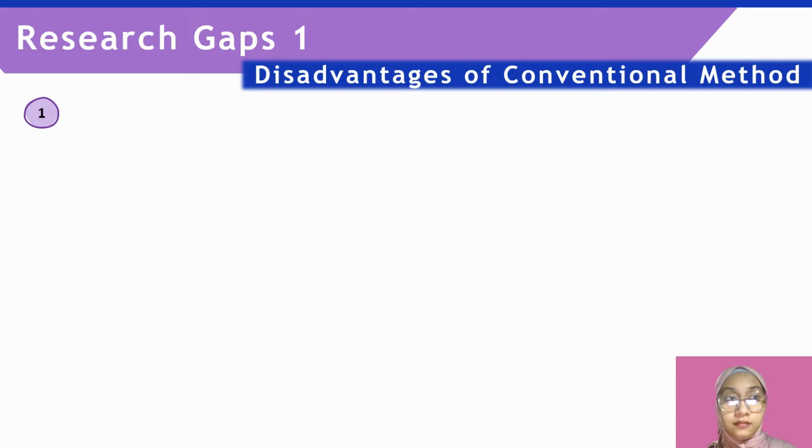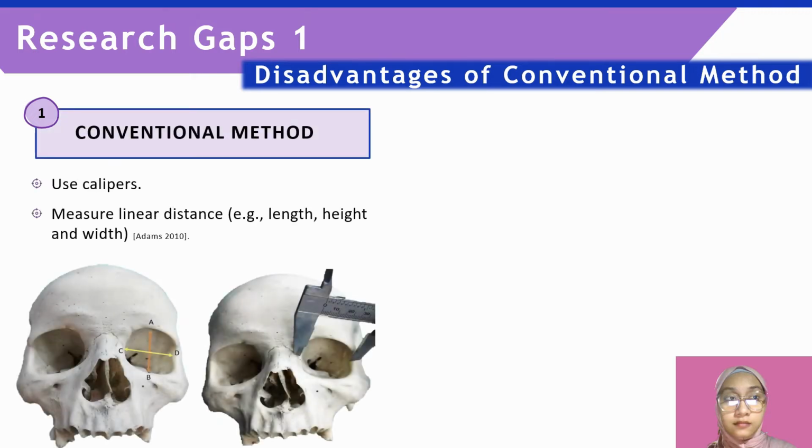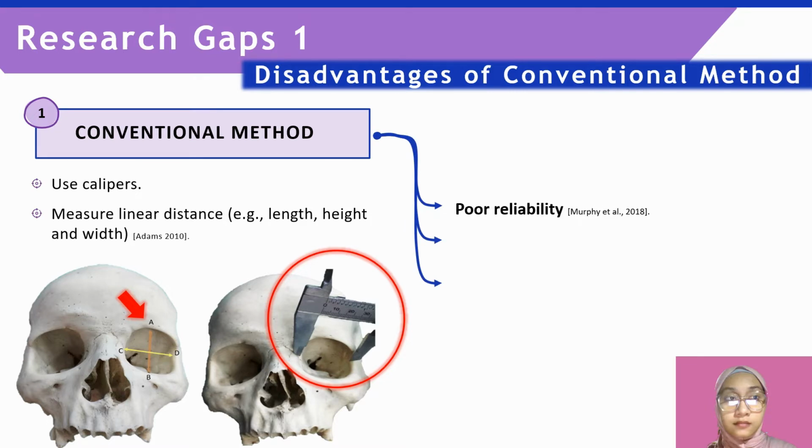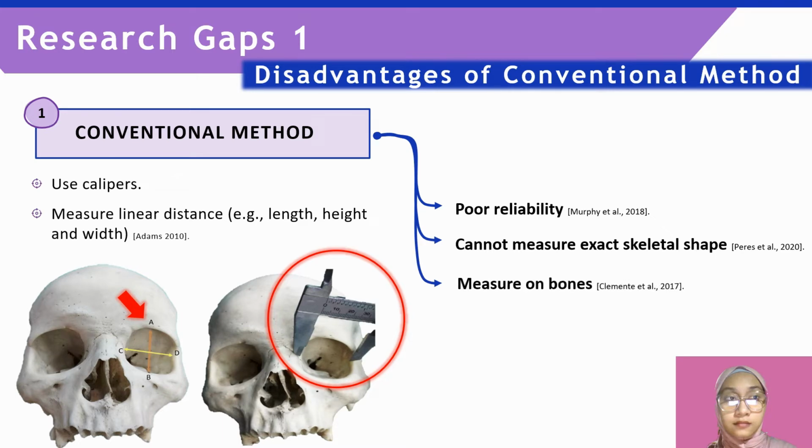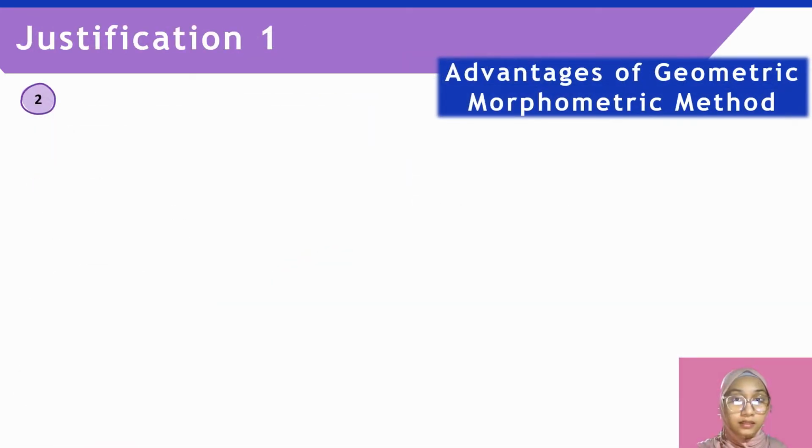However, there are disadvantages of using the conventional method. Basically, the conventional method uses calipers to estimate the size of the bone via measuring the linear distance, such as the length, height, and also the width of the bone. So this method has poor reliability of using linear distance measurement. It also has limitation in shape visualization, and lastly, it needs to be measured on the bone, which makes it time-consuming. Hence, in this study, we use the 2D geometric morphometric method.